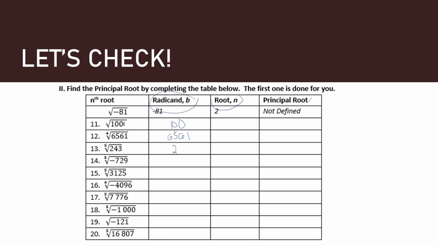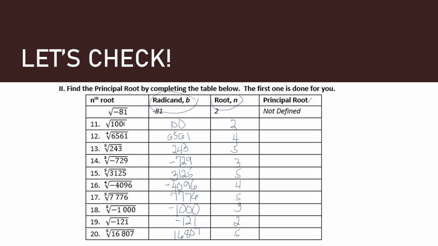6,561, 243, negative 729, 3,125, negative 4,096, 7,776, negative 1,000, negative 121, 16,807. Now let us look at the roots. So square root, we have the fourth root, fifth root, cube root, fifth root, fourth root, fifth root, cube root, square root, and fifth root.